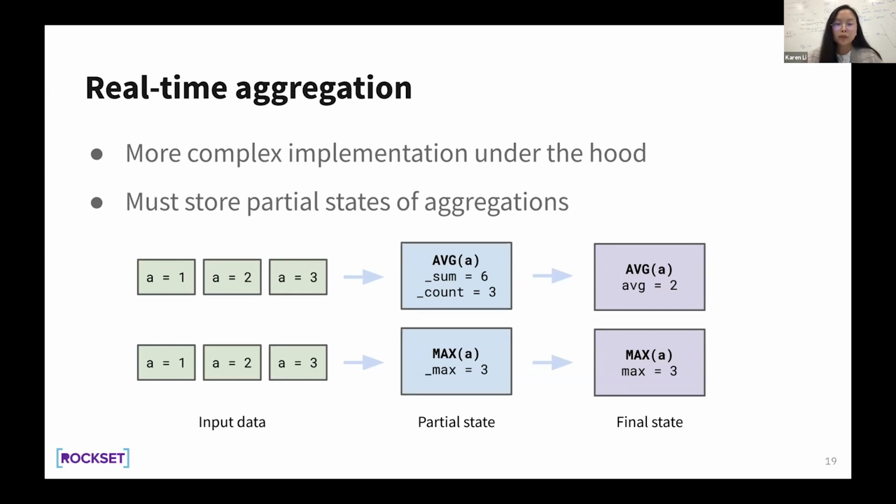Here we have 2 aggregation functions as our examples, average and max. Looking at average first, we can see that the partial state here is actually 2 values, the sum and the count. And then the final value or final state is going to be the average. With max, the partial state is the max value seen so far, and the final state is the exact same. So an interesting point to note here is that the partial state of an aggregate function may or may not be the same as its final state.